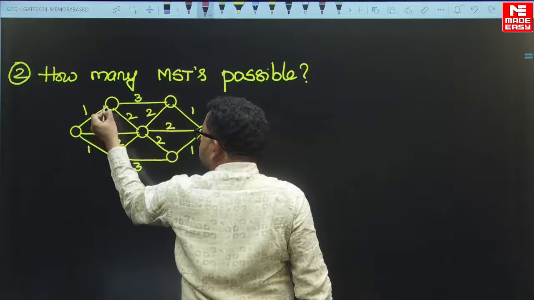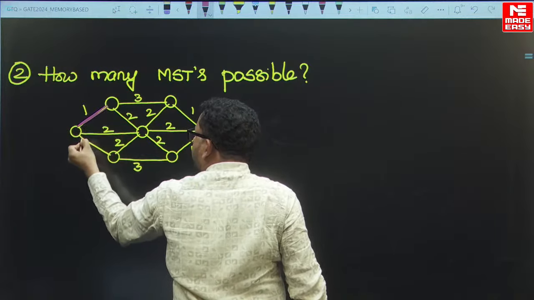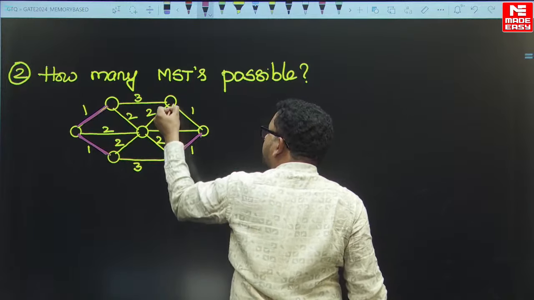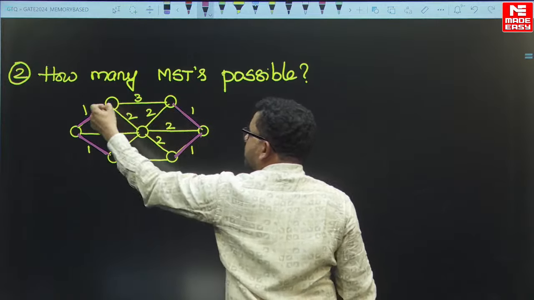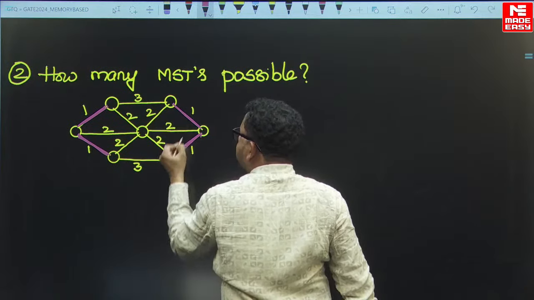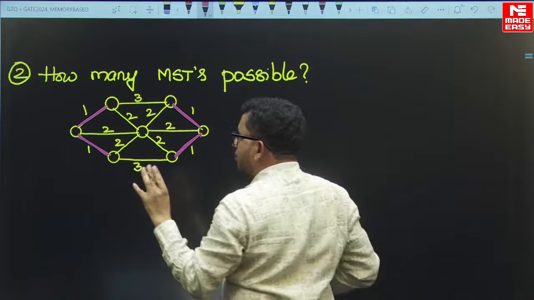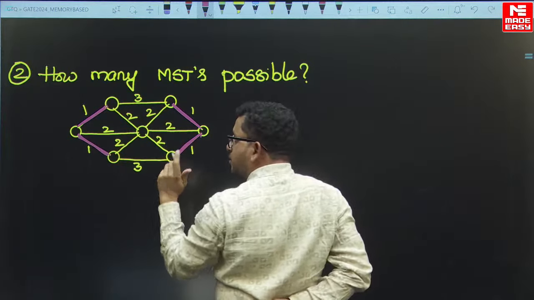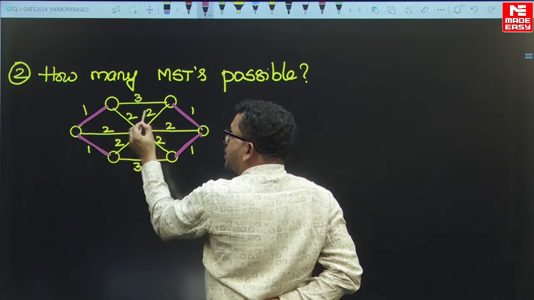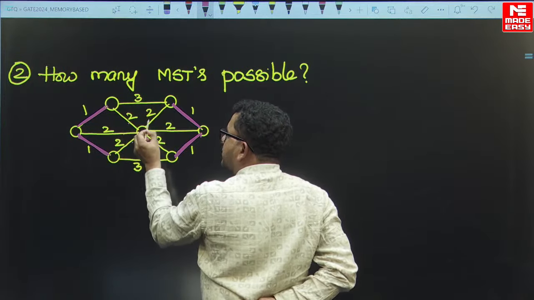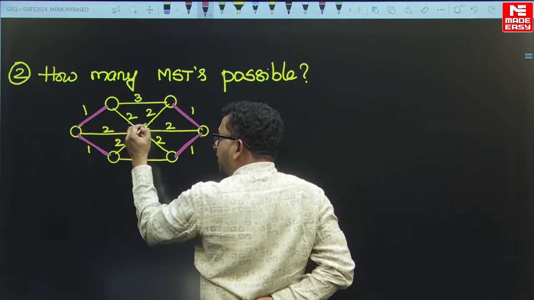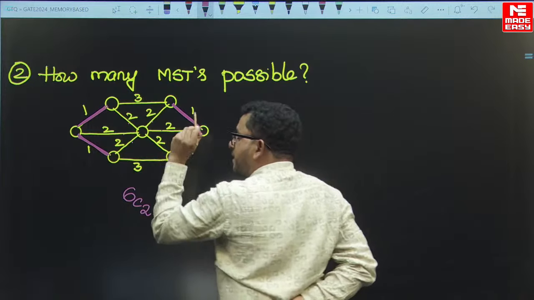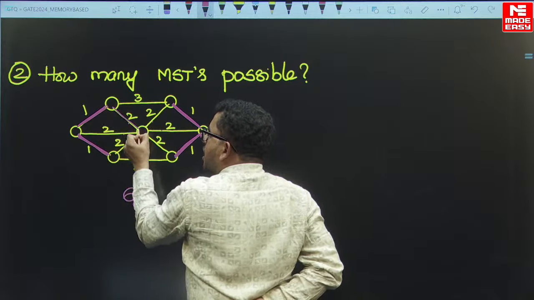See, the first minimum cost edges have weight 1, and all 4 edges of weight 1 are in the MST. These 4 edges do not form a cycle, so they are guaranteed in the MST. Now we need 2 more edges, because there are 7 vertices and we need 6 edges. We have to take 2 edges of weight 2. Out of the total 6 such edges, you can choose any 2 edges, but those 2 selected edges should not be this pair.